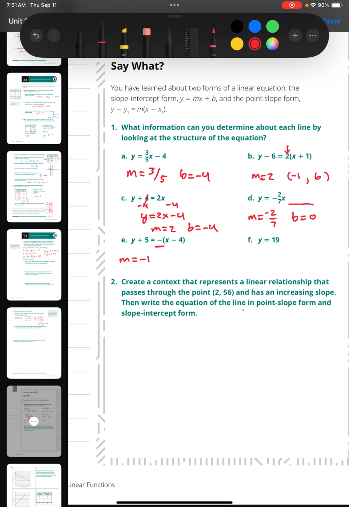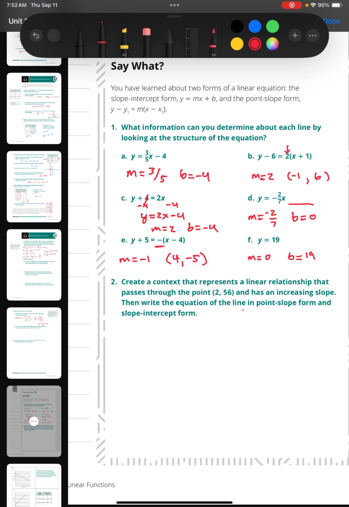And then for E, back to point-slope form, so your slope there is -1. There's a negative sign out front, and our point, if it's x minus 4, x is +4. Y plus 5 means y is -5. And then for F, y equals 19. So if you remember back to the pages about horizontal and vertical lines, that is a horizontal line. So that has a slope of 0. And since it's a y equals, it does have a y-intercept of 19. It's going to go through the y-axis at 19.